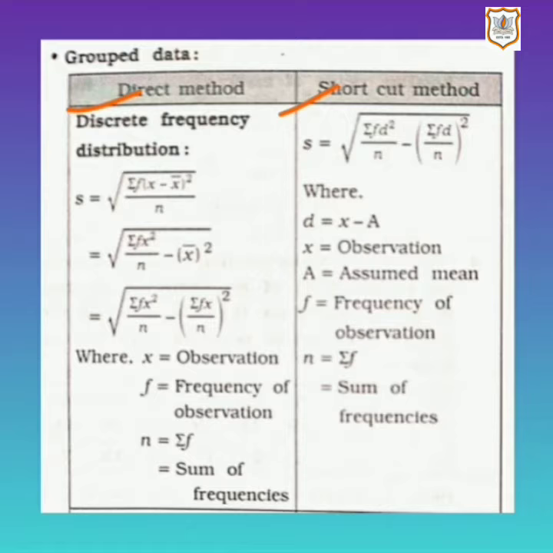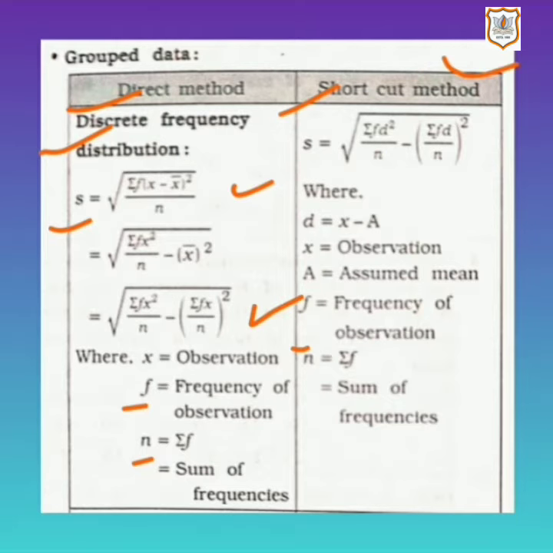The formula for the discrete frequency distribution of the direct method is: standard deviation equals under root sigma f (x minus x bar) the whole square upon n, which can also be written as under root sigma f x square upon n minus (sigma f x upon n) the whole square, where x is observation, f is frequency, n is sigma f or sum of frequency.